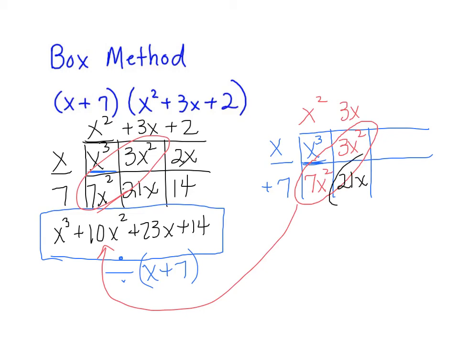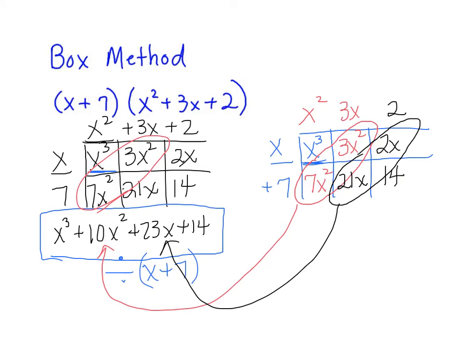So I know that these two have to add up to the next term, the 23. So this is 2x. Well, x times what is 2x? That's a 2. 2 times that is 14. And then I check it against the constant value. If it's the same, there is no remainder. And I'm done. Okay? So that's the box method. We're going to practice this a lot in class, but I want you to have seen it once.